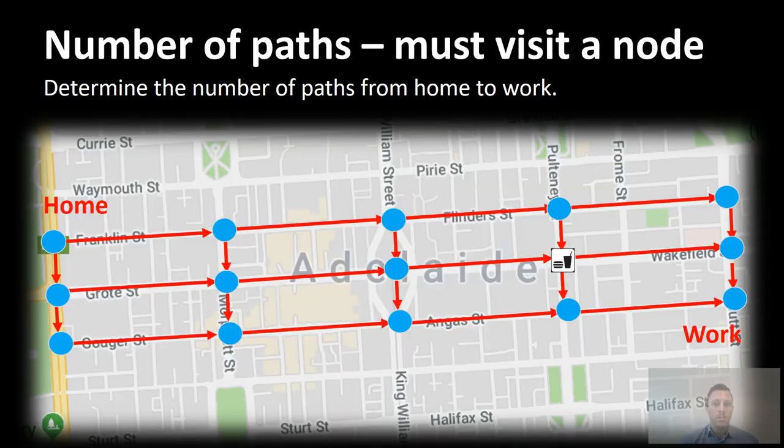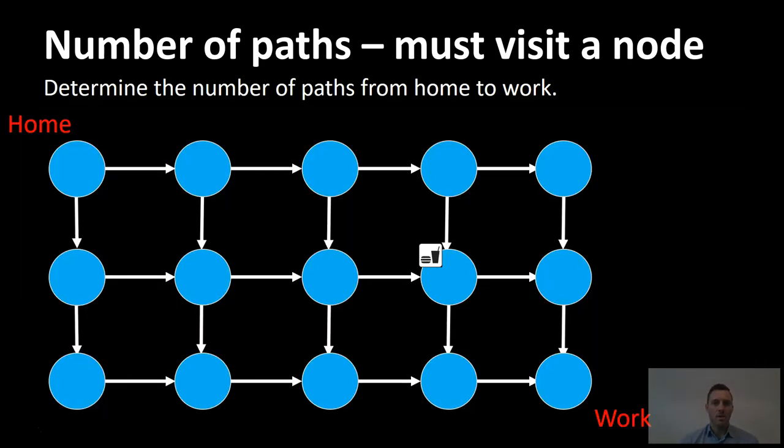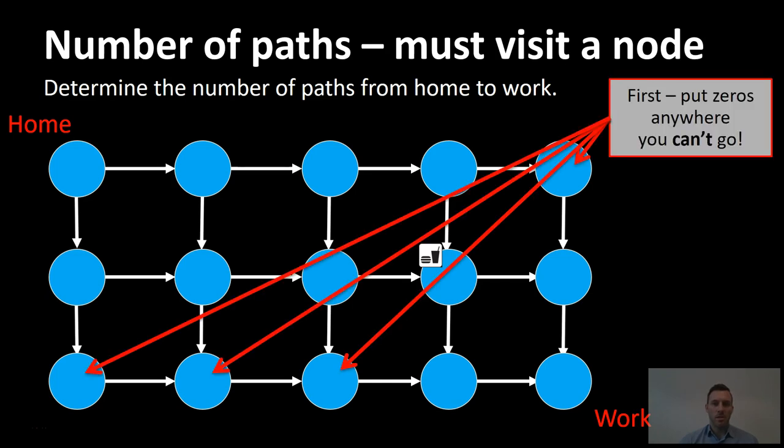In this example, imagine you need to pick something up on your way from home to work. In our example, we're going to pick up breakfast. So we must visit a specific intersection. Again, the process is very similar to the number of paths algorithm. There's one small difference. First, we start by putting a 0 in all of the nodes that we can't go to. If we went to these nodes, we wouldn't go to the node that we must visit. So we write a 0 in all of these nodes.